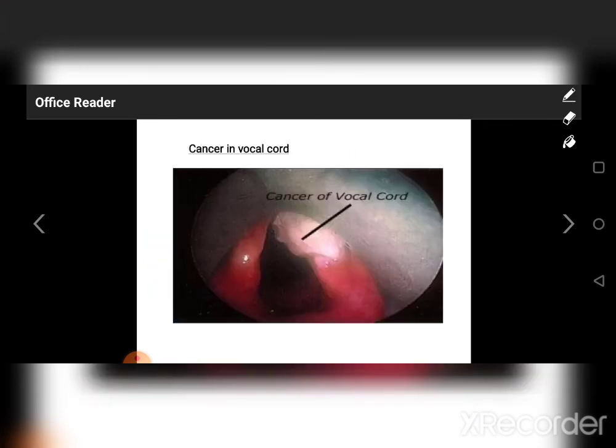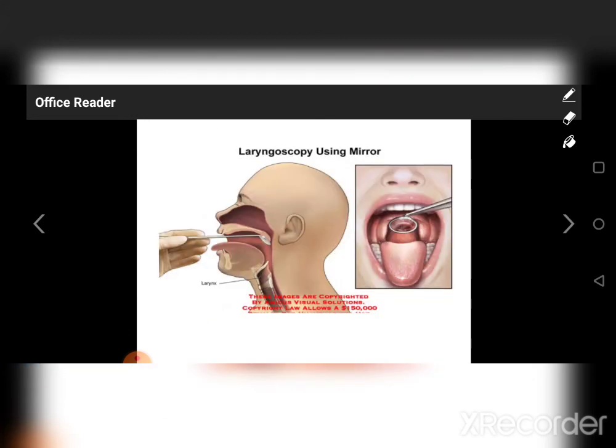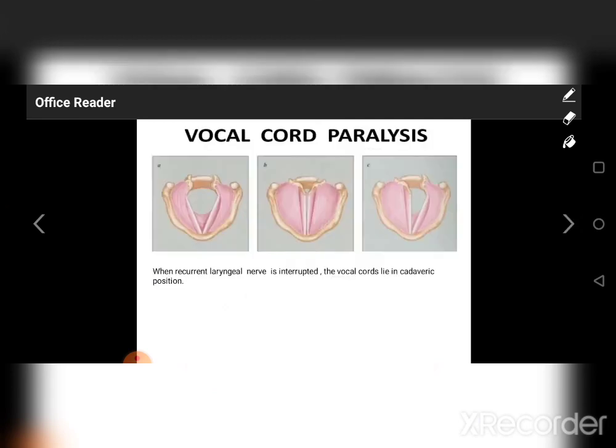Then the second applied is the cancer in the vocal cord. So this is the diagrammatic representation which is representing the cancer in the vocal cord. Then the larynx can be examined with the help of a laryngoscope. Here we directly use the laryngoscope for visualizing the laryngeal inlet. Then laryngoscopy using the mirror.